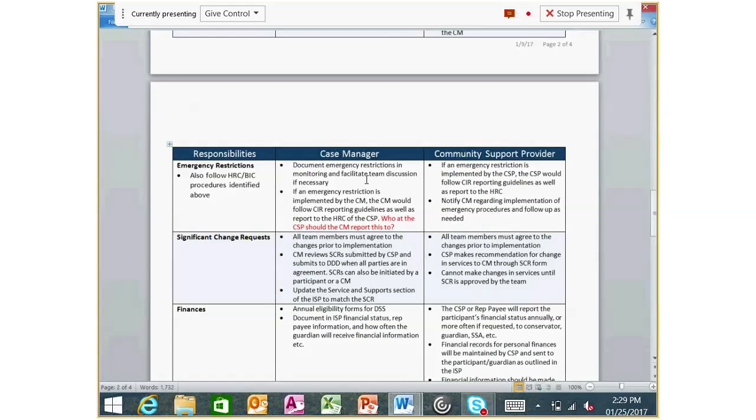Again, if the CSP implements an emergency restriction, the CSP is following those CIR reporting guidelines as well as making that report to HRC. The CSP is also responsible to notify the case manager regarding implementation of those emergency procedures and follow up as needed. So just, again, providing that information and keeping the case manager in the loop about what's going on.